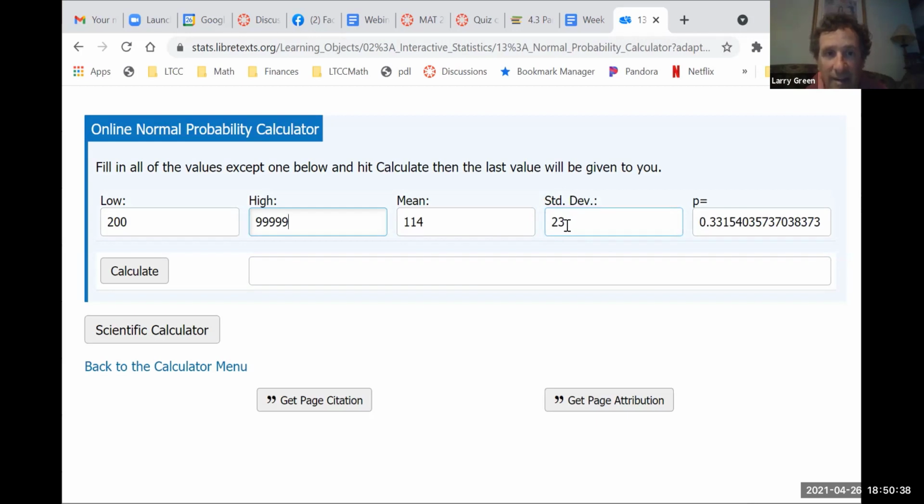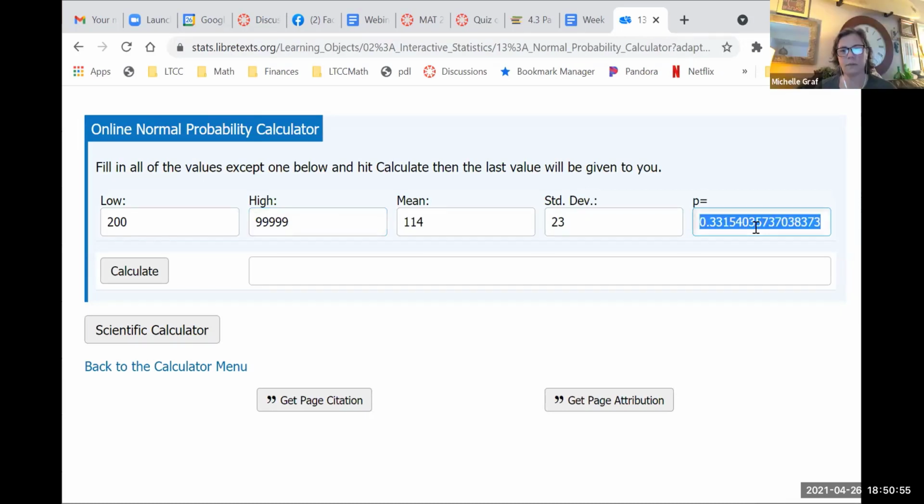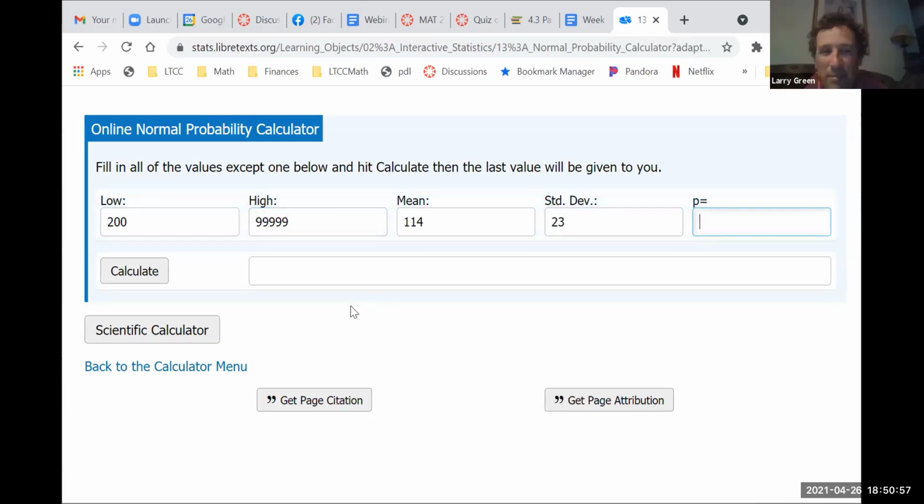Okay, mean and standard deviation, do those change? No. What about P equal? Is that 0.3315? No. What should I do with that? Take it out. Kill it, make it blank and hit calculate. Notice it's a very small chance, 0.00000923, etc. But that's your answer.